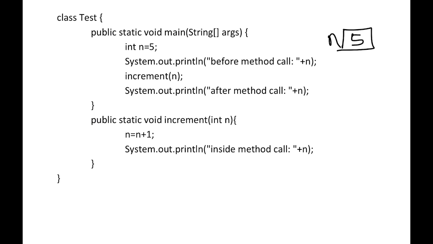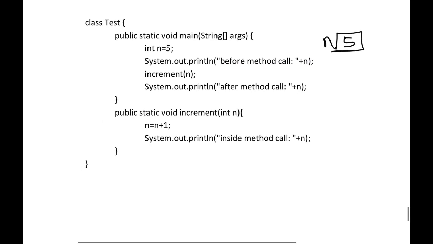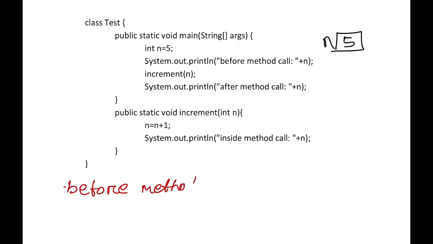Now System.out.println("Before method call" + n). So it is going to display "Before method call" plus n, that means the value of n. So it is going to display on the screen like this, before method call the value of n is 5.